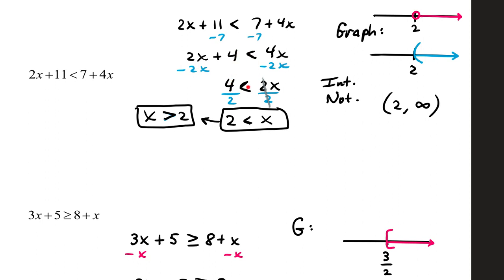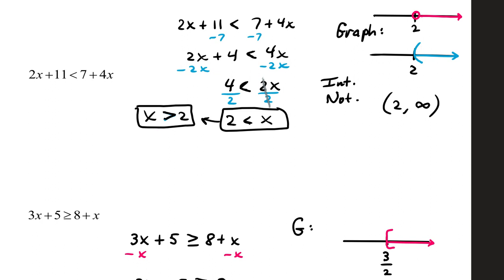leaving 4 less than 2x. Divide both sides by 2, and you have 2 less than x. Flipping that around, x greater than 2. So this is our solution. All values of x greater than 2.